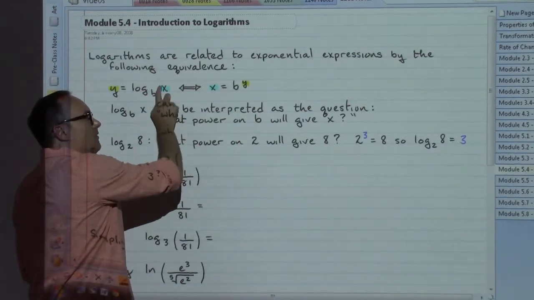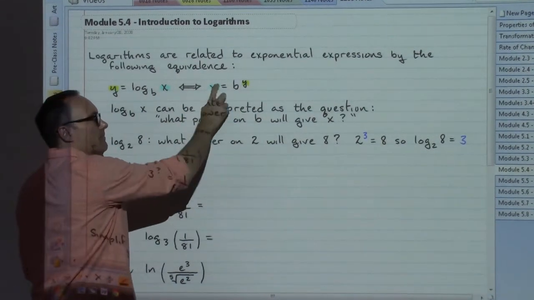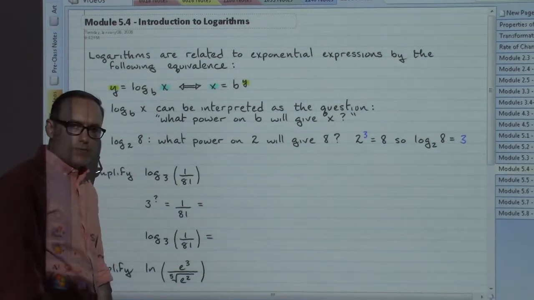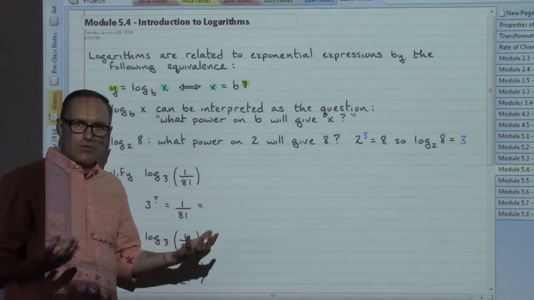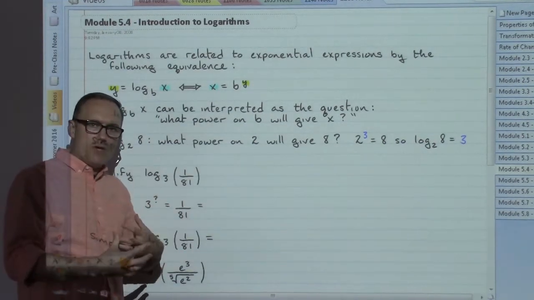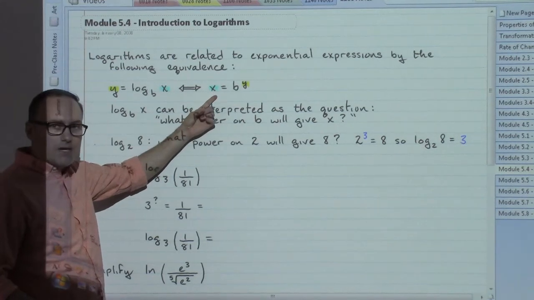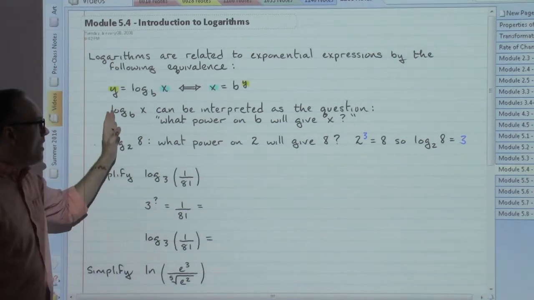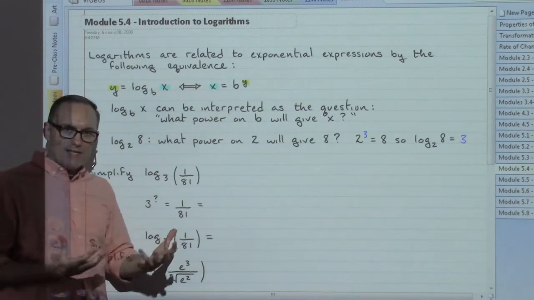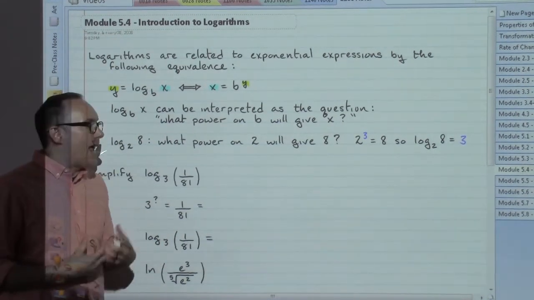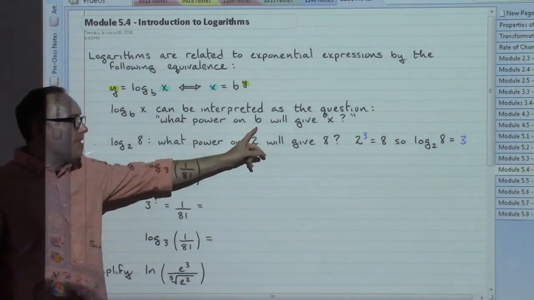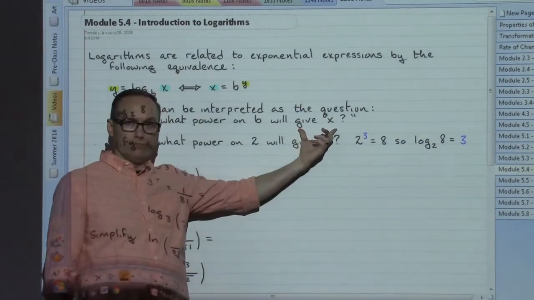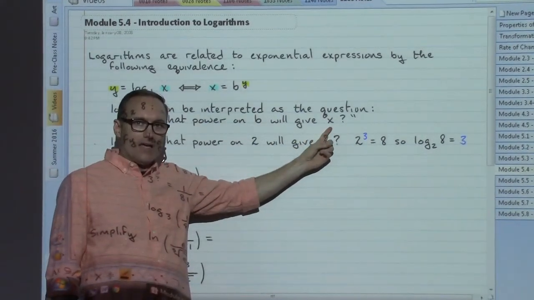And the other thing, well, that's the thing that's inside the logarithm. That's going to be the thing that is equal to that exponential expression. So we have just those three key pieces that are appearing in both the exponential version of things and the logarithm version of things. So the log base b of x, just by itself, can be interpreted as what power on the base b will generate, will give us, will crunch out x.